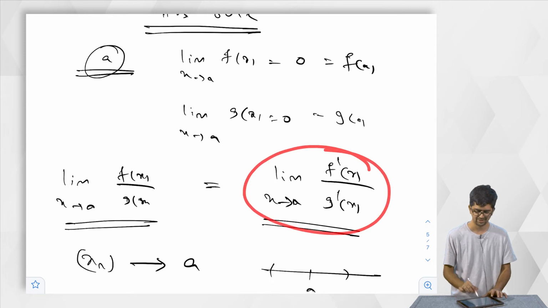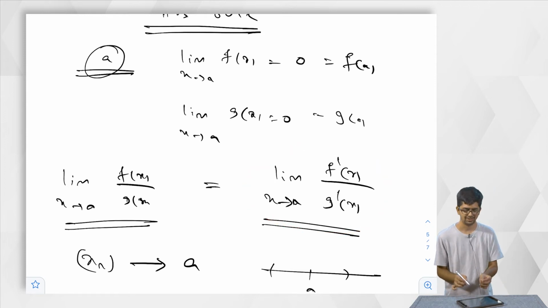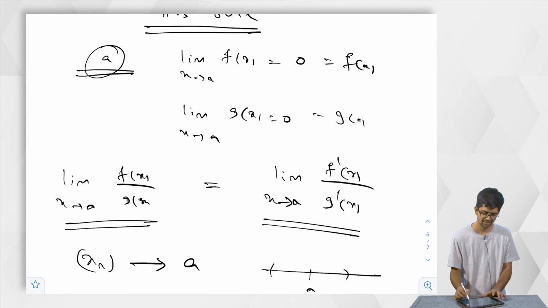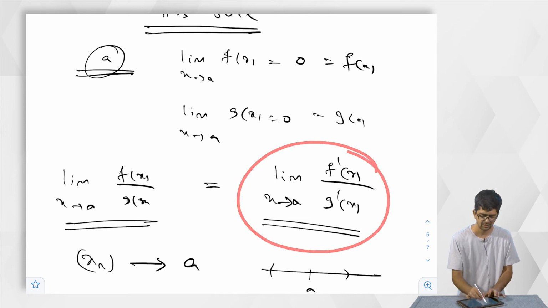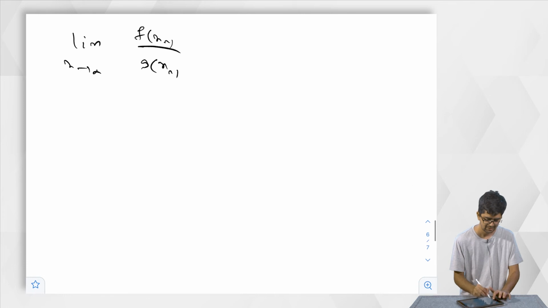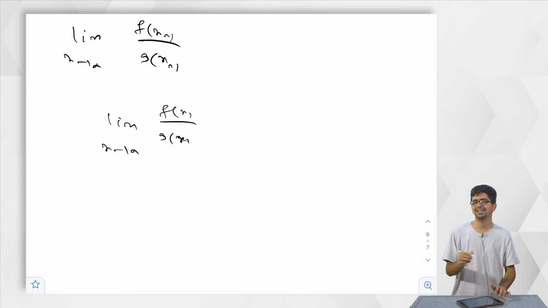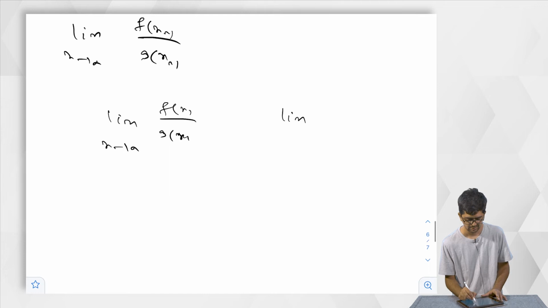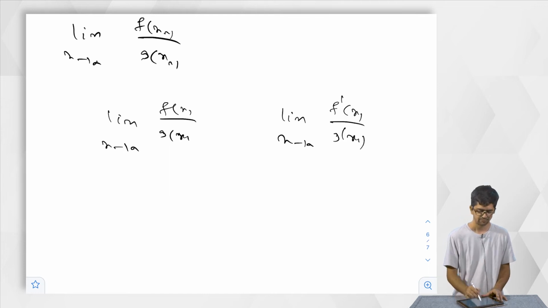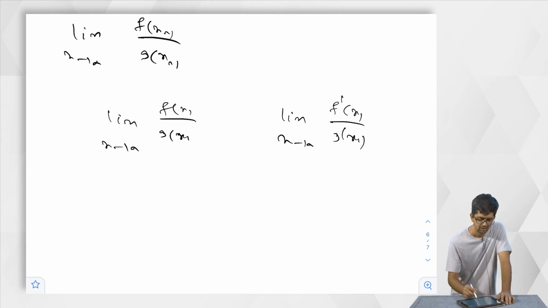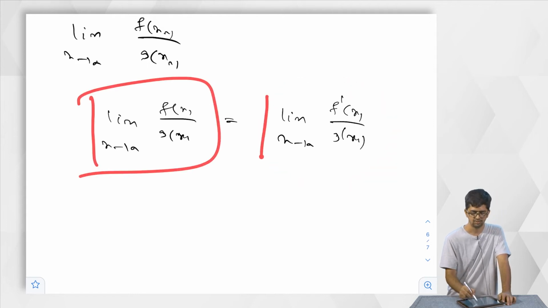That is the same thing as this limit, because I can take two sequences and the limit should come to the same thing. So there is a single element, and that is what we are writing in this way. So limit x goes to a, f(x) by g(x) exists and is equal to limit x goes to a, f dash x by g dash x. Whenever we know that this limit exists, then this limit exists and is equal to this limit.